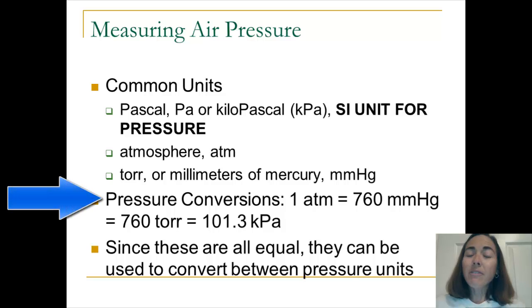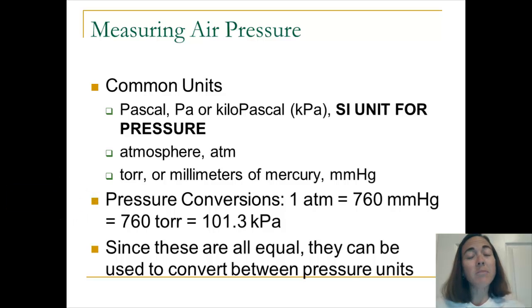Now I've given you some pressure conversions on this slide. These are actually located in your reference table, so you don't need to memorize them. But what you do want to know is that you can use them as a conversion factor to go between one pressure unit and another one. That's going to be something that you'll do a lot in this unit. So let me show you a couple of example problems.